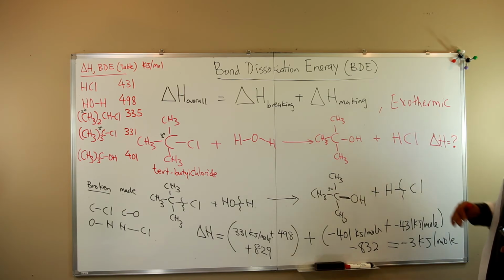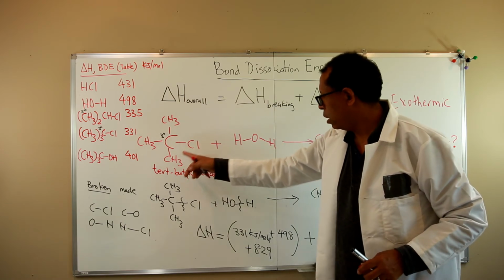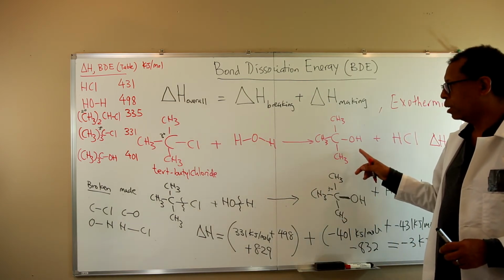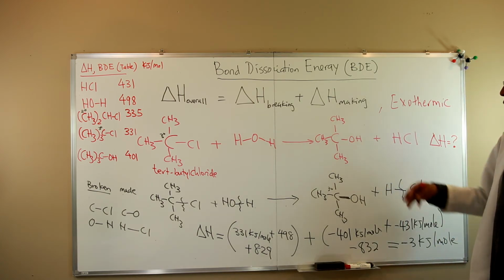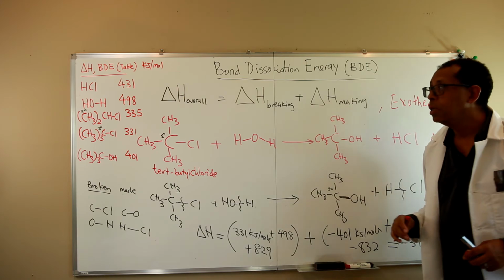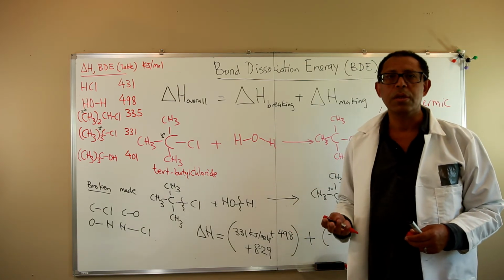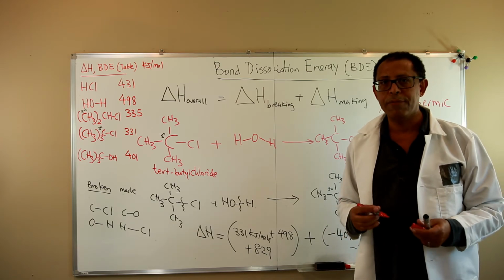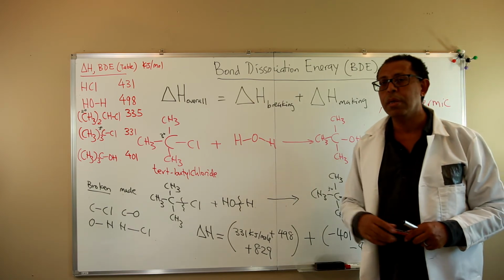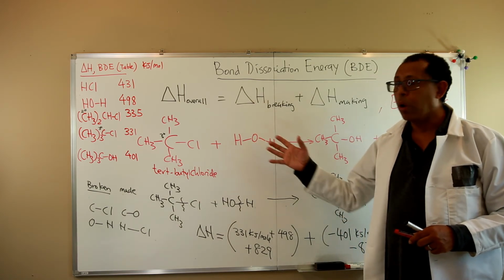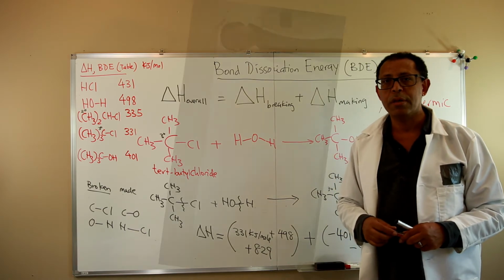Therefore, this reaction, going from tertiary butyl chloride to tertiary butanol and hydrochloric acid, is an exothermic reaction. So this is how you would use bond dissociation energy to calculate the enthalpy of the overall reaction. We'll do more problems in another video on how to apply this calculation for getting the enthalpy of a certain reaction.